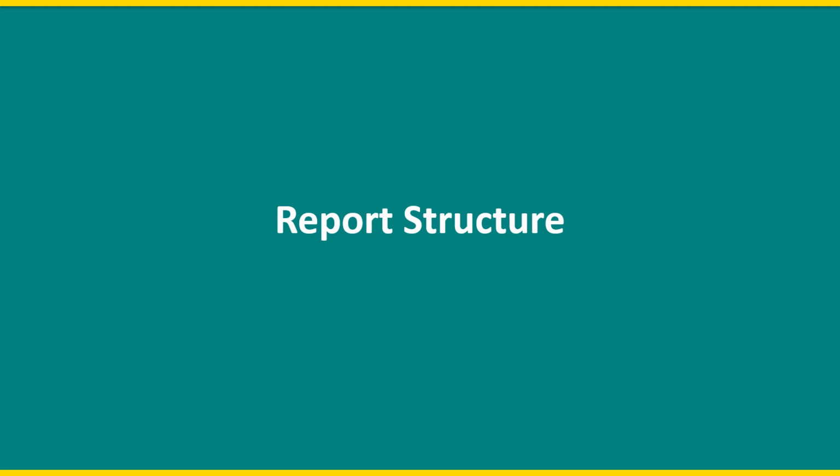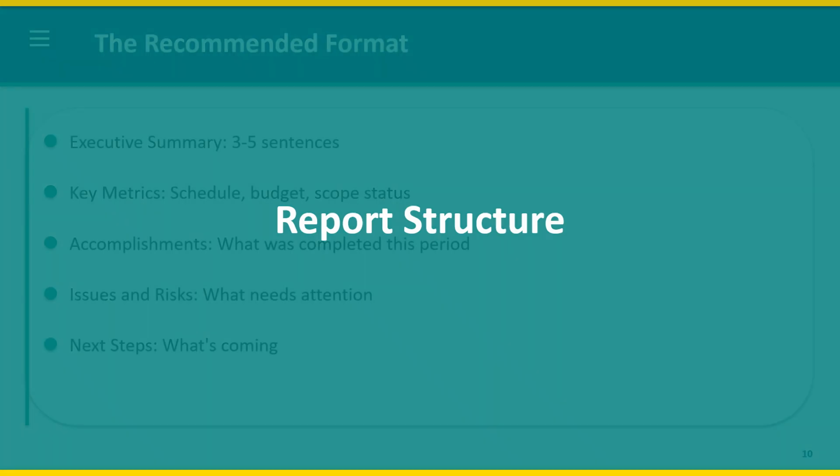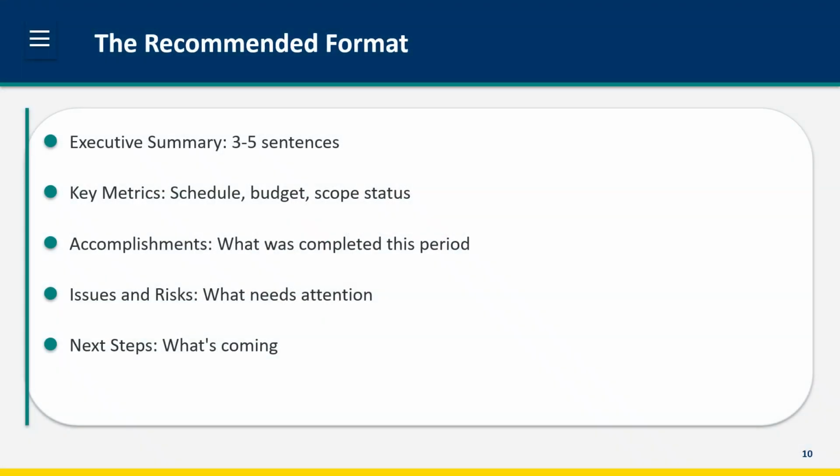Let's look at how to structure an effective status report. The structure should guide readers from summary to detail. Here's a recommended format. Start with the executive summary, 3 to 5 sentences covering overall status, major highlights, and critical issues. Follow with key metrics, where you stand on schedule, budget, and scope, ideally with visual indicators. Then accomplishments. What was completed this reporting period? Keep it brief. Then issues and risks. What needs attention, what you're doing about it, and what help you need. Finally, next steps. What's planned for the next period? This structure takes readers from summary to detail progressively.